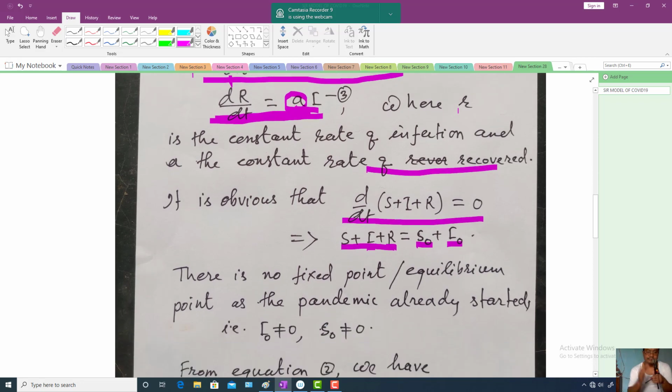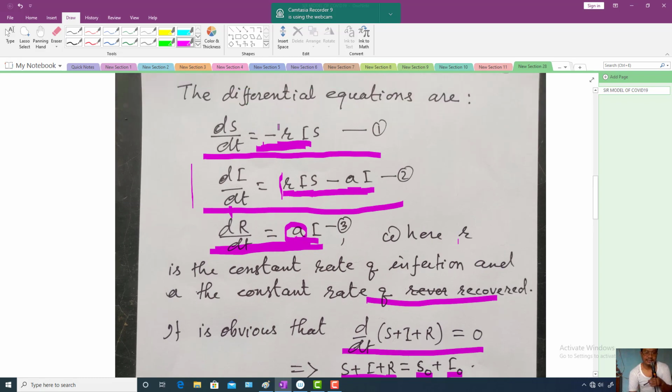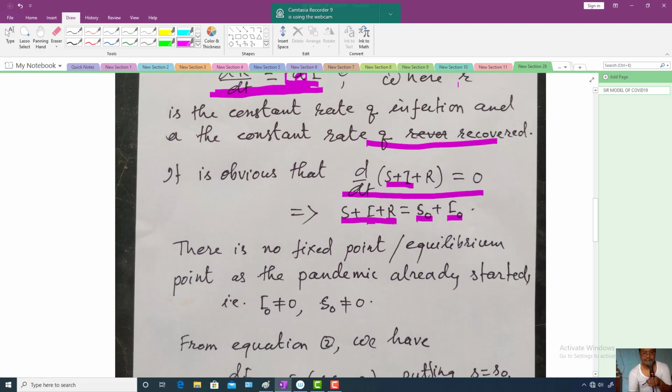Okay, so let us see. The first assumption is also obvious from this equation: if you sum up all these three equations, it is 0, because this one cancels out, and this one cancels out. So d by dt of S plus I plus R, that is the total population at any time, is equal to 0. Mathematically we say that this is constant. Constant means that in the beginning, the total population is S naught plus I naught. So S plus I plus R is equal to S naught plus I naught.